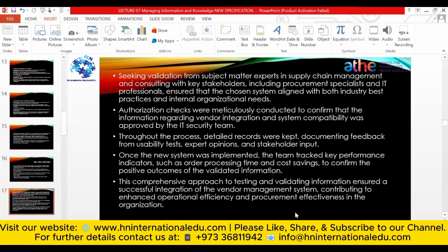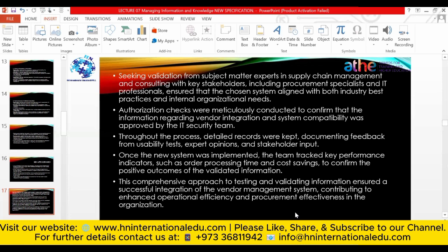Seeking validation from the subject matter experts in supply chain management and consulting with the key stakeholders, including procurement specialists and IT professionals, ensured that their chosen system aligned with both industry best practices and internal organizational needs as well. Authorization checks were meticulously conducted to confirm that the information regarding vendor integration and system compatibility was approved by the IT security team.